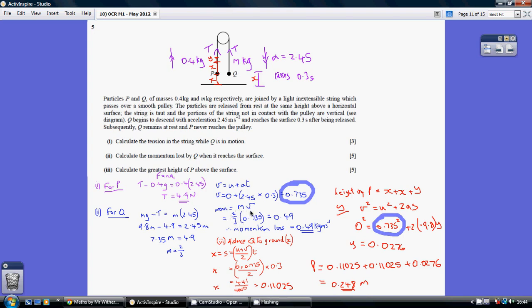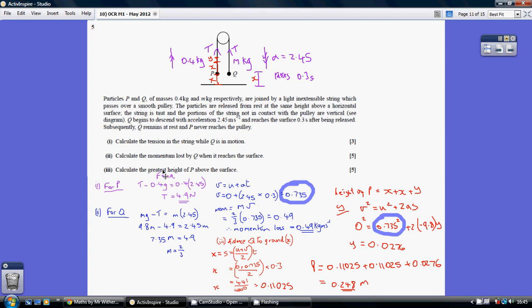Now for the velocity. We can work out the velocity using v equals u plus at. We know our initial speed is 0. We know we're accelerating at 2.45 meters per second squared. We know we reach the surface in 0.3 seconds. So we know that u is 0, a is 2.45, t is 0.3. So using v equals u plus at, we can work out that v is 0.735. So momentum is mass times velocity, mass 2/3, velocity 0.735. So the momentum is 0.49. So the momentum lost is 0.49.